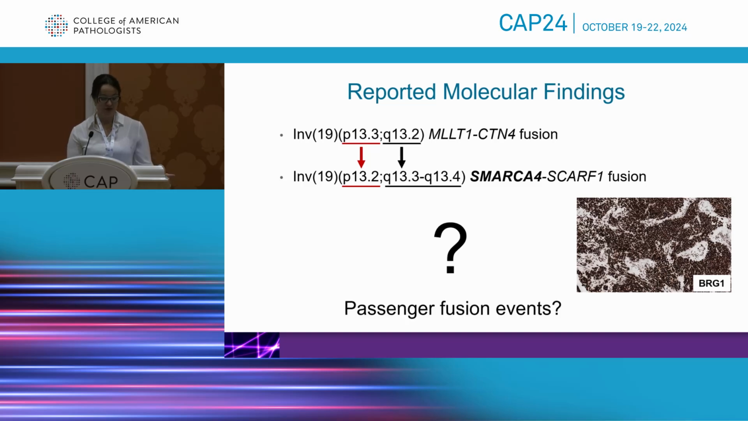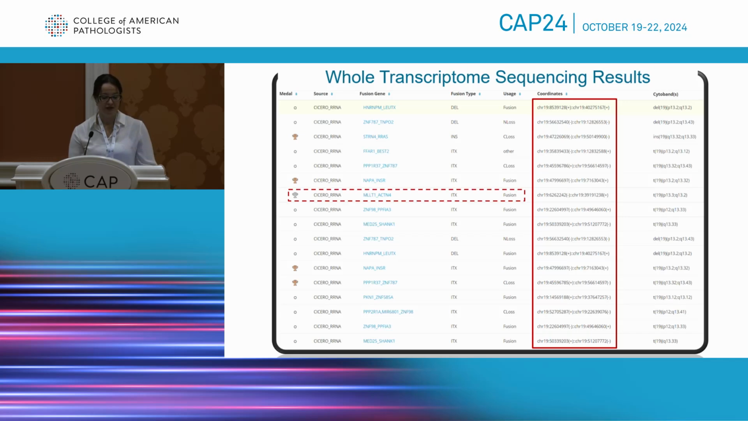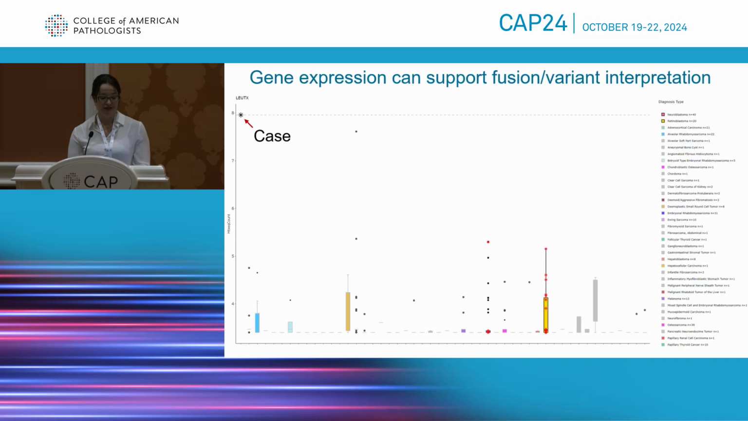So the suspicion is that those could actually be passenger fusion events and not real fusions. So whole transcriptome sequencing was performed, and you notice that a lot of alterations in chromosome 19 were detected very close to each other, including one of the fusions that they had detected outside, which turned out to be just a passenger fusion. But we were able to detect a driver fusion involving the Lutex gene that included a functional domain of the gene, and we also were able to use the expression obtained from whole transcriptome sequencing to demonstrate that that fusion was functional because the Lutex expression was very high.